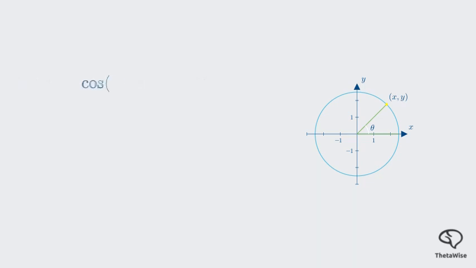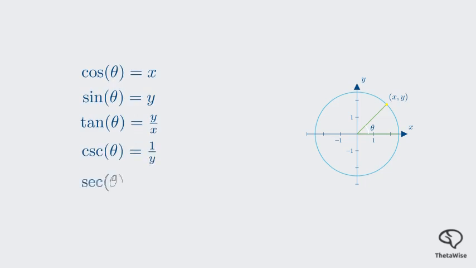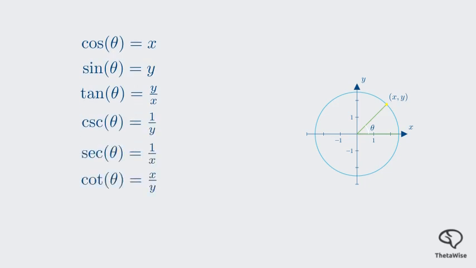This point, x, y, is the key to our definitions. We define the cosine of theta as the x-coordinate of this point, and the sine of theta as the y-coordinate. From these two, we can define the other four trigonometric functions.